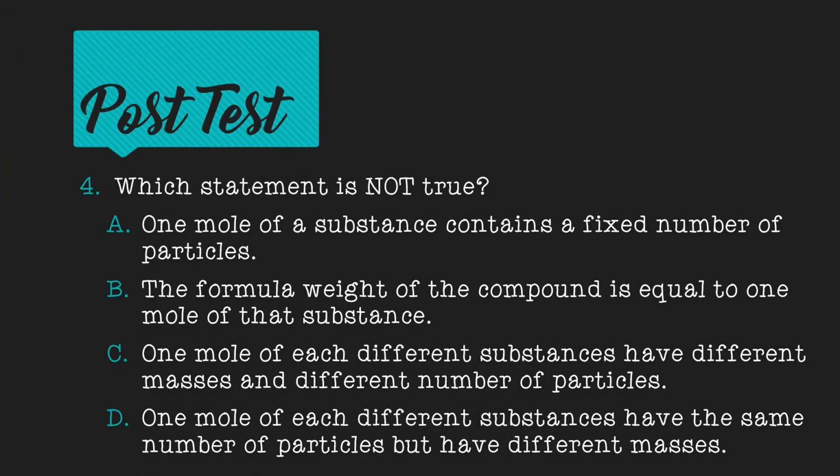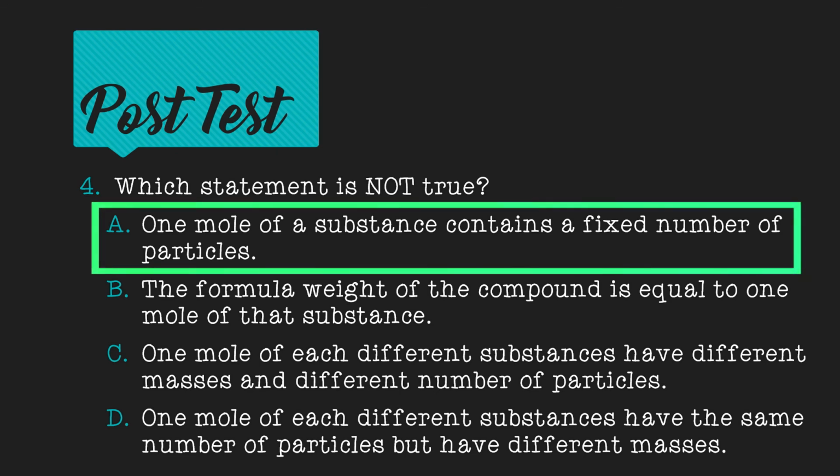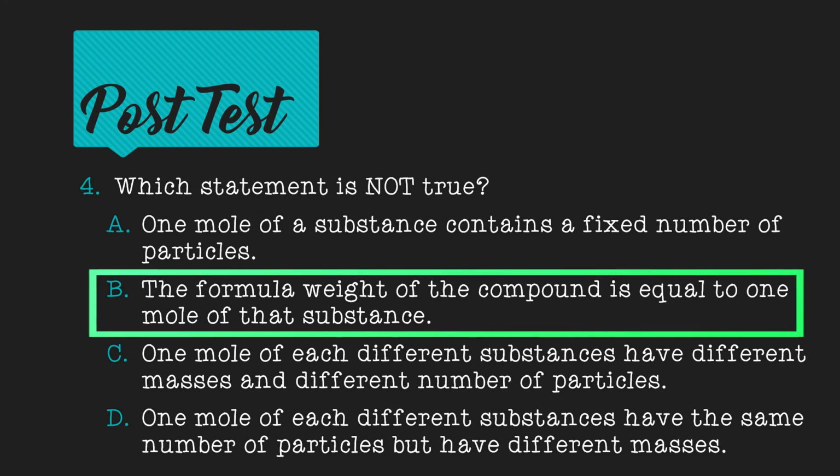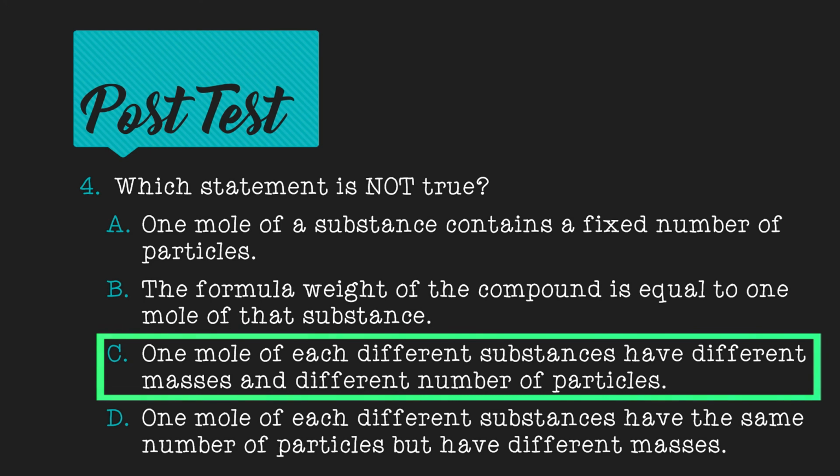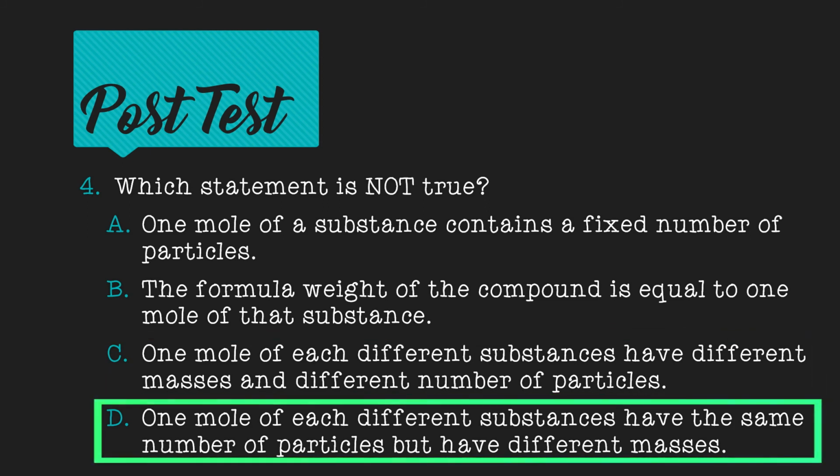Number 4. Which statement is not true? Letter A. 1 mole of a substance contains a fixed number of particles. Letter B. The formula weight of the compound is equal to 1 mole of that substance. Letter C. 1 mole of each different substance has different masses and different numbers of particles. Letter D. 1 mole of each different substance has the same number of particles but different masses.